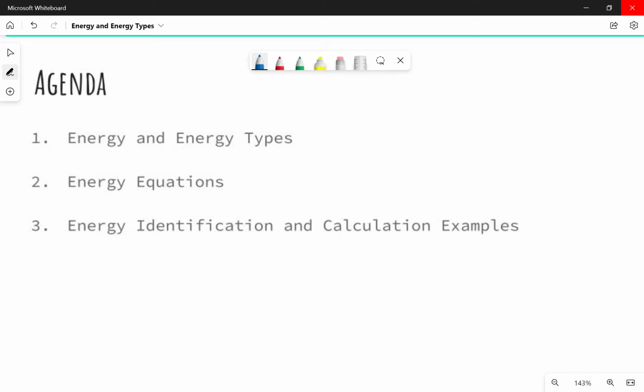We're going to build a system to understand all the different types of energy and where they fit in. Then we're going to look at some energy equations so that we can start to calculate energy and put some numbers to it. And then last, I'll do some examples of both identification and calculation.